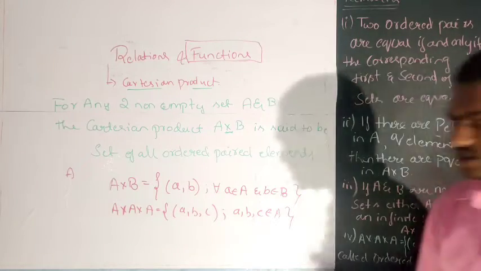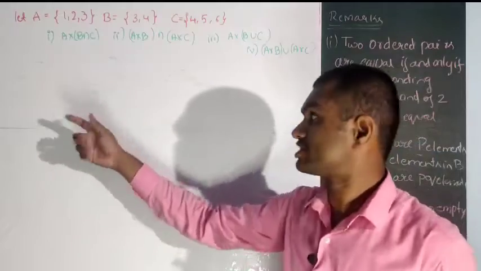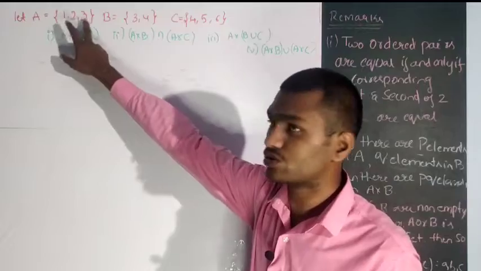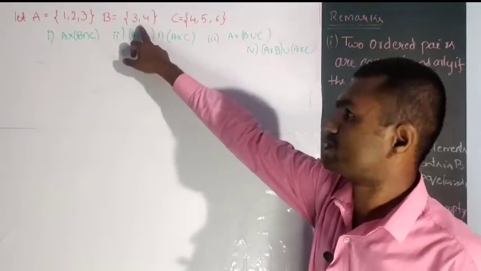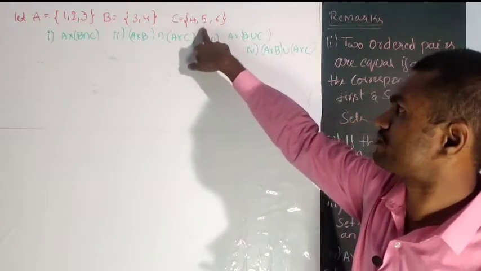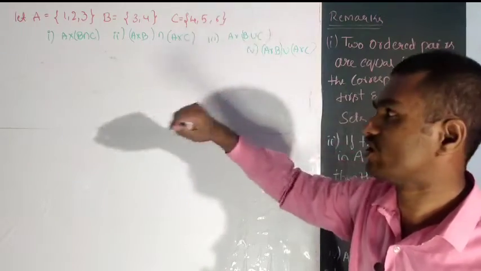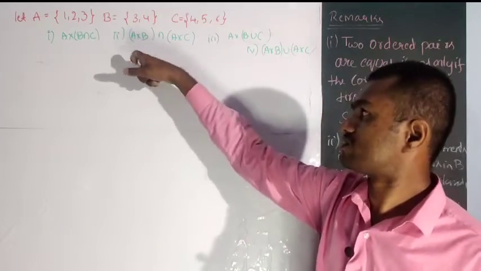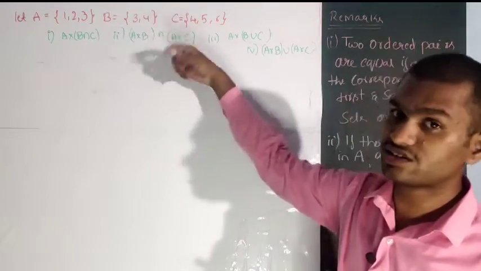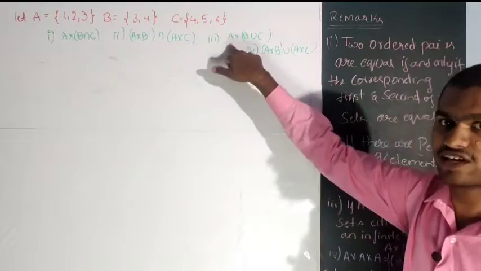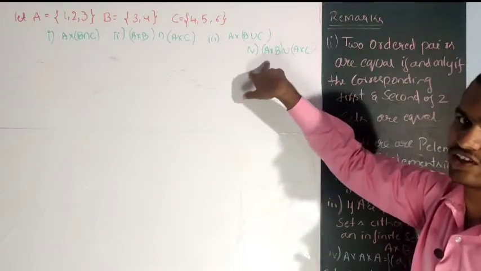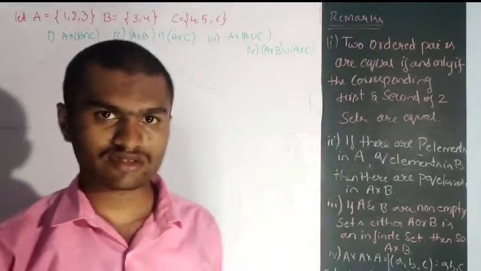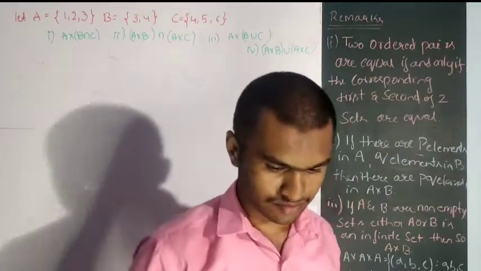Now we will go through some examples. Here you can observe one problem. They have given 3 sets. Set A is equal to {1, 2, 3}, set B is equal to {3, 4}, set C is equal to {4, 5, 6}. We need to find A cross (B intersection C). Second is (A cross B) intersection (A cross C). Third is A cross (B union C), and the last one is (A cross B) union (A cross C). So let us go through finding them one by one.